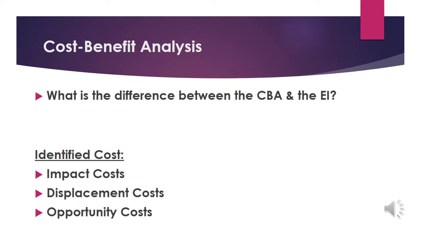For example, when a new arena is constructed downtown, they have to replace or relocate the locals that were living there previously. Property taxes can go up because of the new arena, and so on and so forth. And third is opportunity cost. Remember, this is what you give up to build something else.